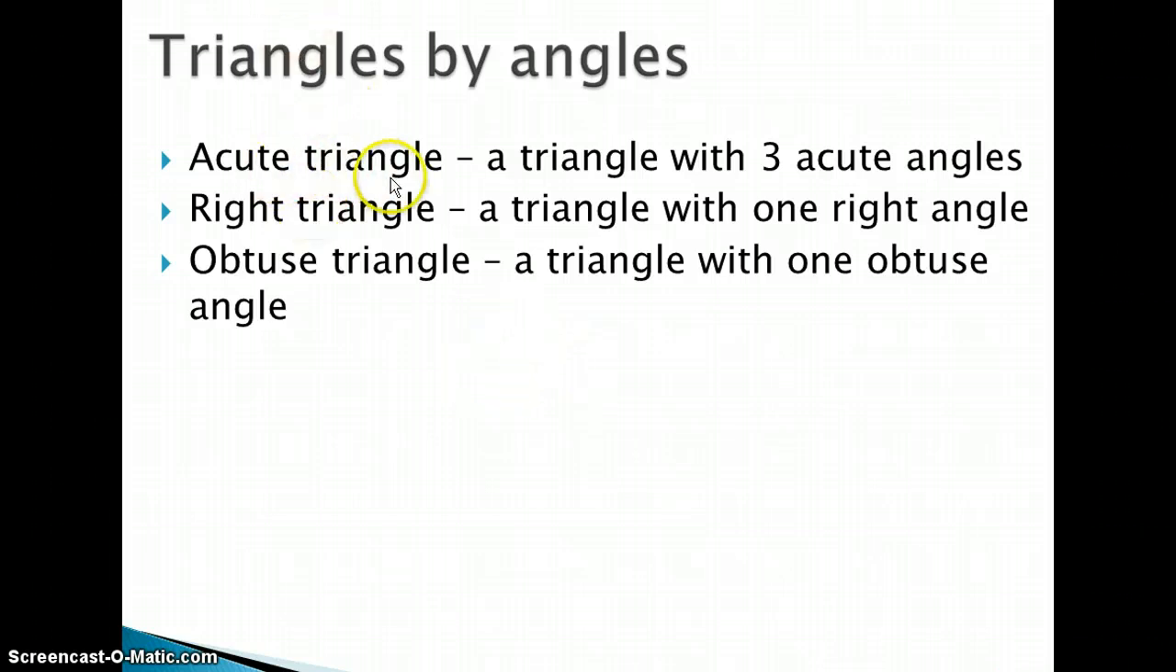An acute triangle is a triangle that's made of three acute angles, so all of our angles are less than 90 degrees. A right triangle is a triangle with one right angle, but the other two are going to be acute. An obtuse triangle is a triangle with one obtuse angle, so again just that one big angle. Obtuse meaning bigger than 90 degrees. And the other two angles will be less than 90 degrees. They'll be acute angles. So from this we can tell that no matter what type of triangle you have, you have to have at least two acute angles.